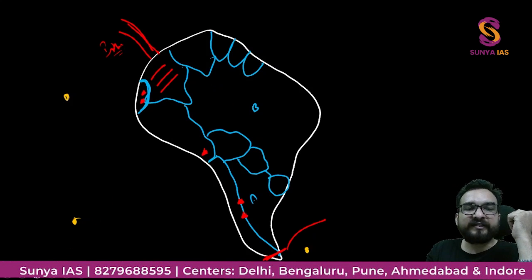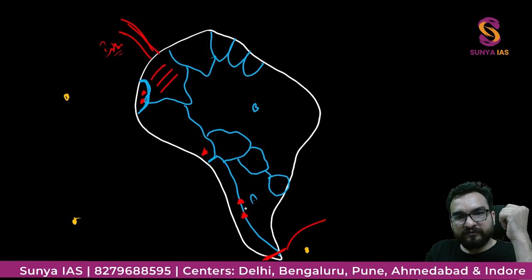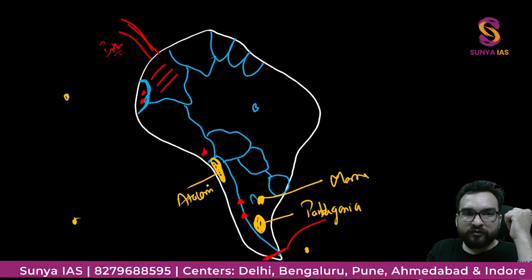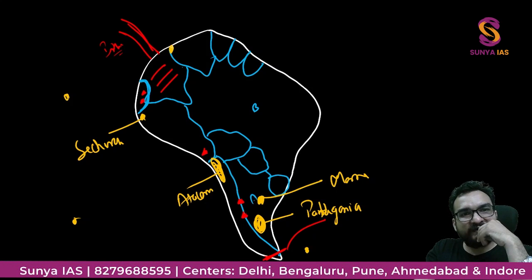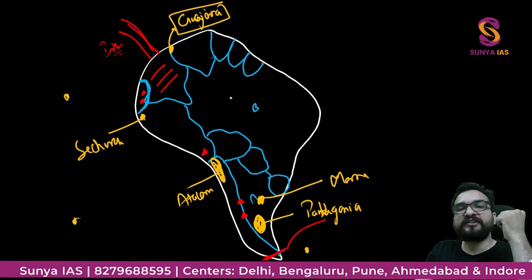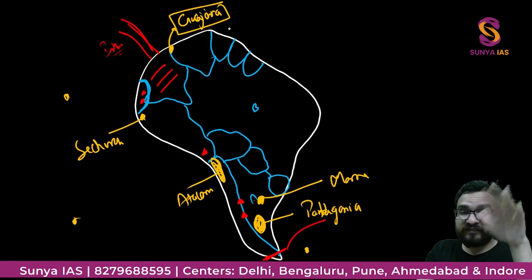Then you try to give me the deserts over here. Which desert was this? Patagonia. Over here Monte. Over here Atacama. Over here in Peru Sechura. Over here in Venezuela and Colombia, La Guajira. One, two, three, four, five: plateaus, five deserts you have known.